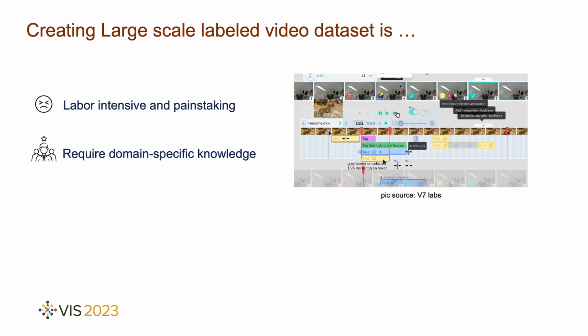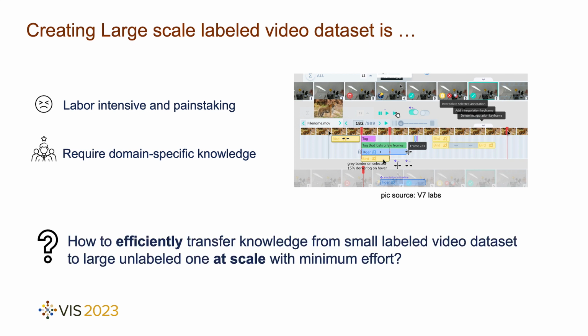First, as long videos contain rich information, the manual one-by-one review process is labor-intensive and painstaking. Moreover, the labeling requires a certain level of domain knowledge and expertise for complex and domain-specific video content, resulting in limited ground truth labels. Therefore, the research question is how to efficiently transfer knowledge from small labeled video datasets to large unlabeled ones at scale with minimum effort.